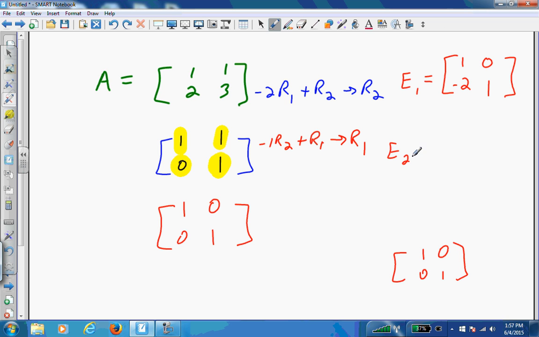Then the second elementary operation, we did the opposite of the second row plus the first row. So the opposite of this row plus that row is our new first row, and then we're not changing the second row. So that's our E2.